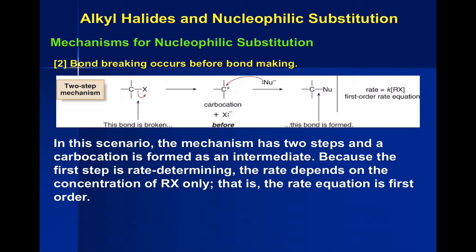Do not get this confused. This is a two-step mechanism, but it is an SN1 reaction. The 1 and the 2 in SN does not tell you the number of steps. It tells you the order, right? So this is a substitution nucleophilic unimolecular.